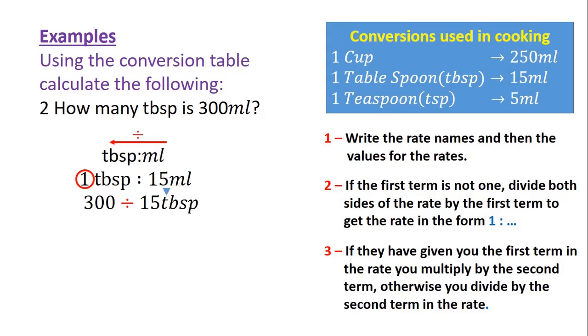Which is the second term in our ratio. Now, if you can work that out in your head, or you put it into your calculator and press equals, you'll get 20 tablespoons. So 300 milliliters is 20 tablespoons.